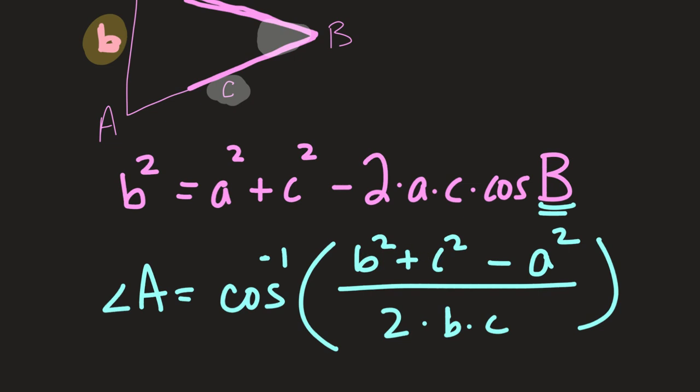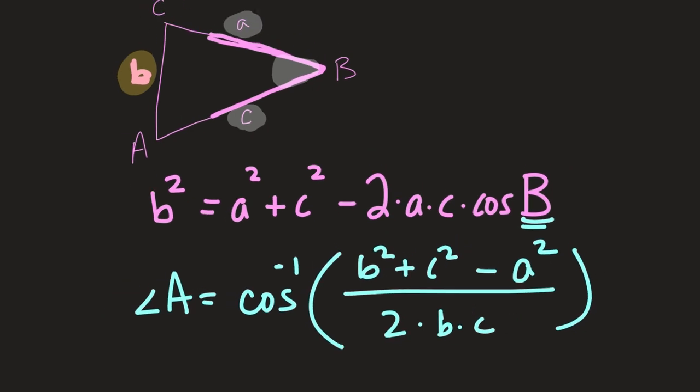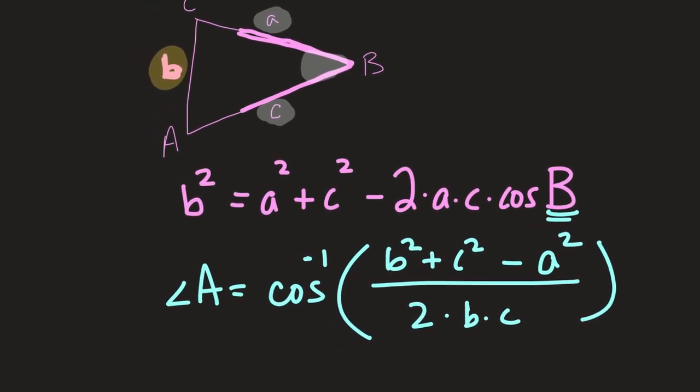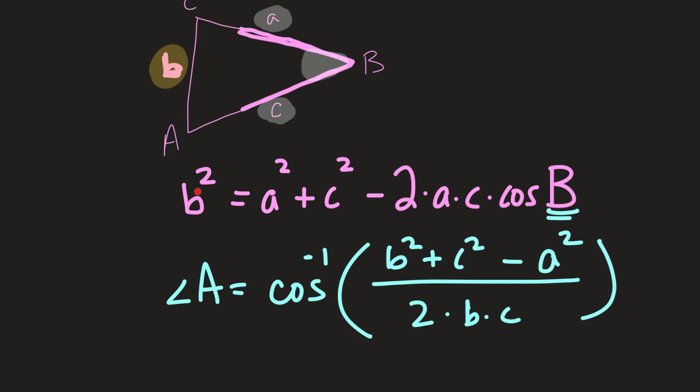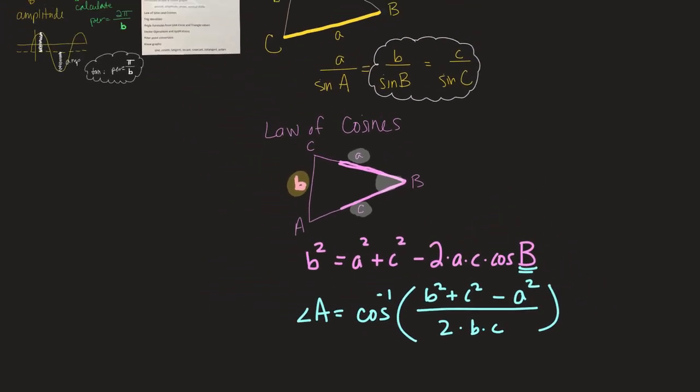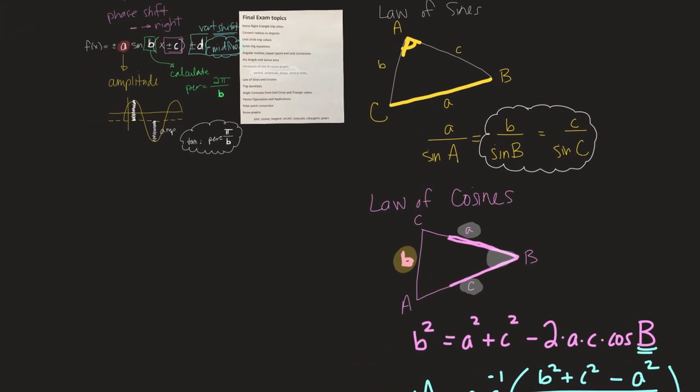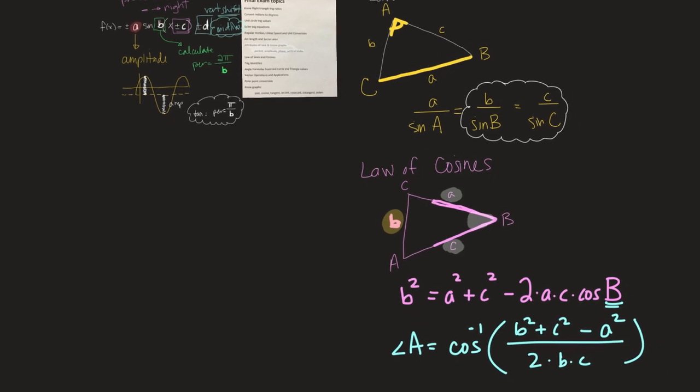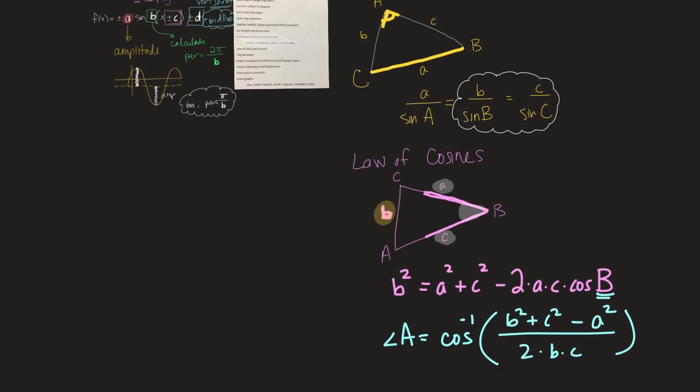Okay, so these are the formulas for the law of cosines. There's one to find sides, right? So this is the one we use to find a side length using the law of cosines, and this is the one we use to find an angle using the law of cosines. So if you know three sides, we can find an angle. If you know two sides and the angle between, we can find a side length using the law of cosines. Okay, so there's real quick your attributes for your sine and cosine, and then your law of sines and cosines.